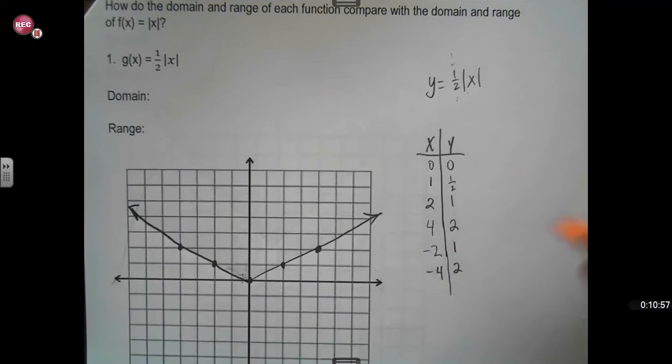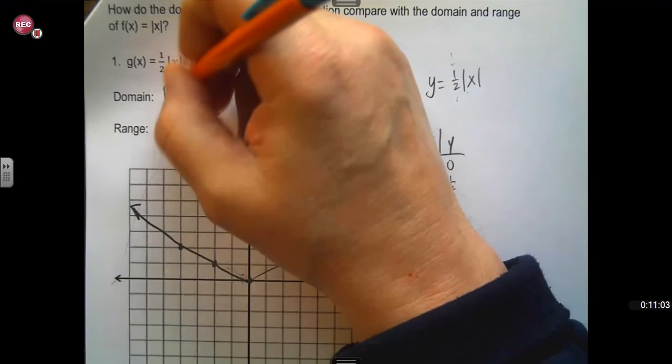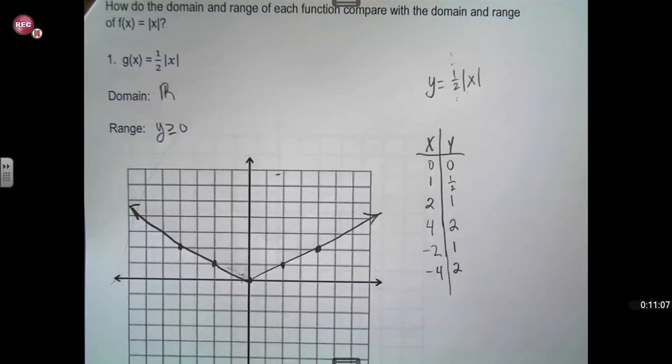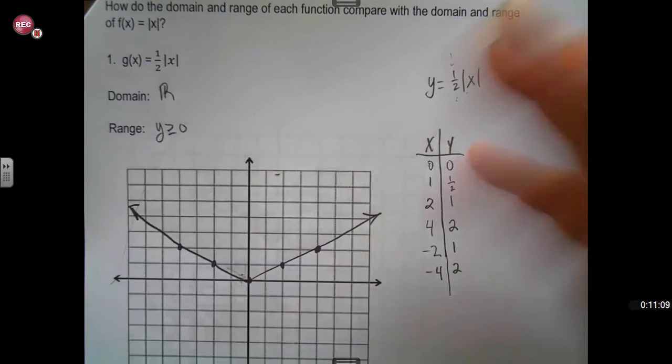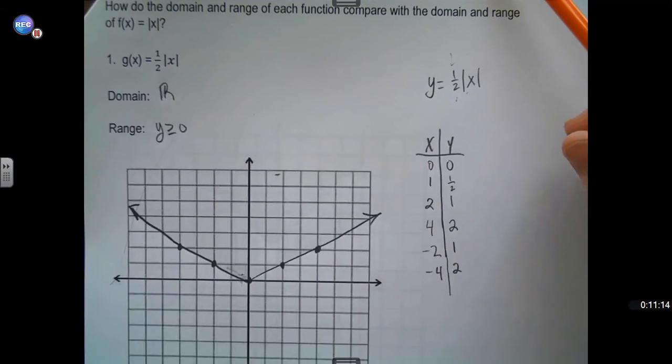So there's our graph, the domain, all real numbers, the range, y is greater than or equal to 0. There's nothing I can't plug in. The domain and range is the same as what I have for my parent function.